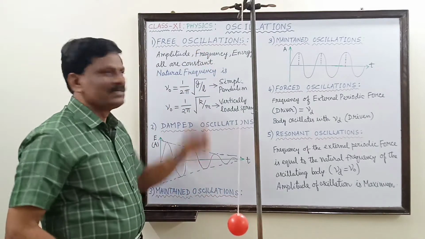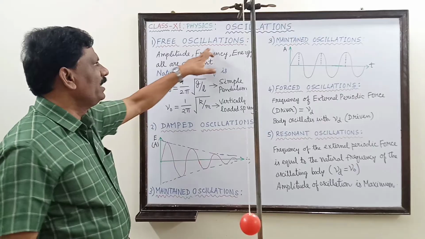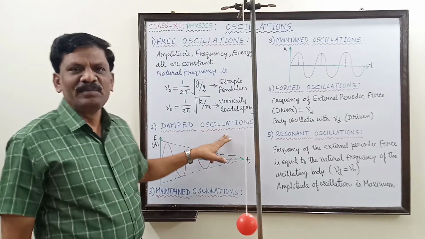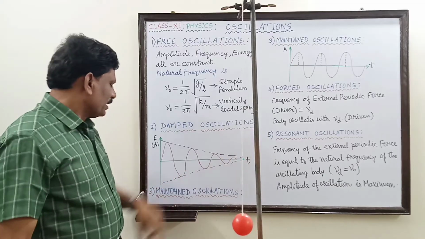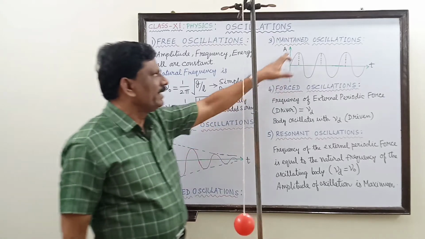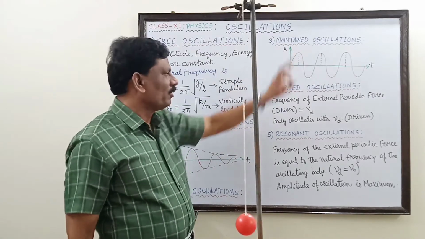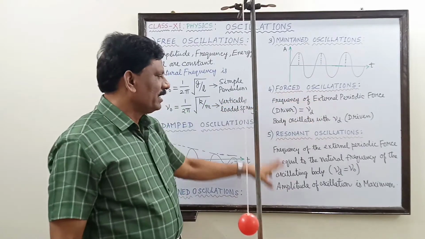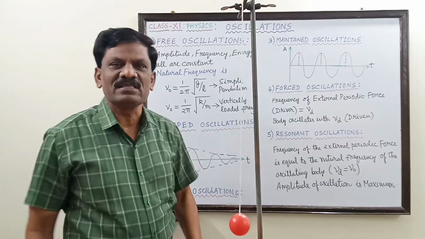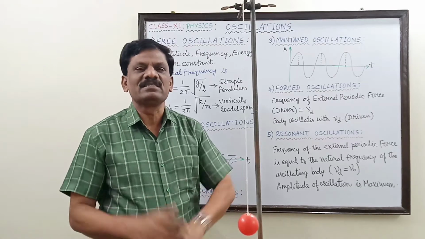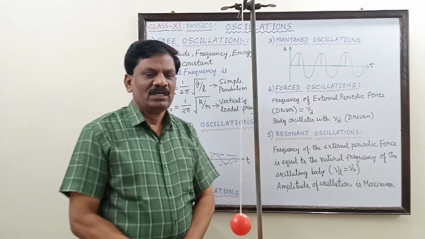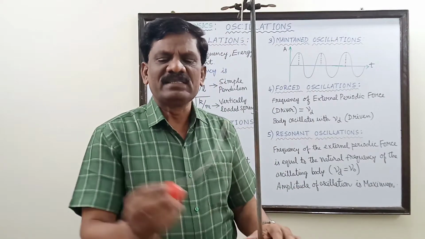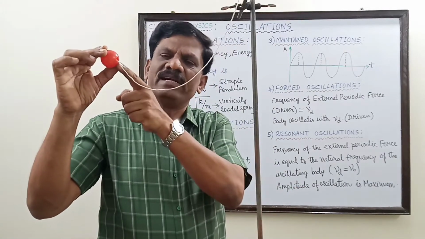So the different types of oscillations are what? Free oscillations. Okay. Next is damped oscillations. And next is maintained oscillations. Okay. And then is forced oscillations. Lastly, resonant oscillations or resonance. Very interesting topic.